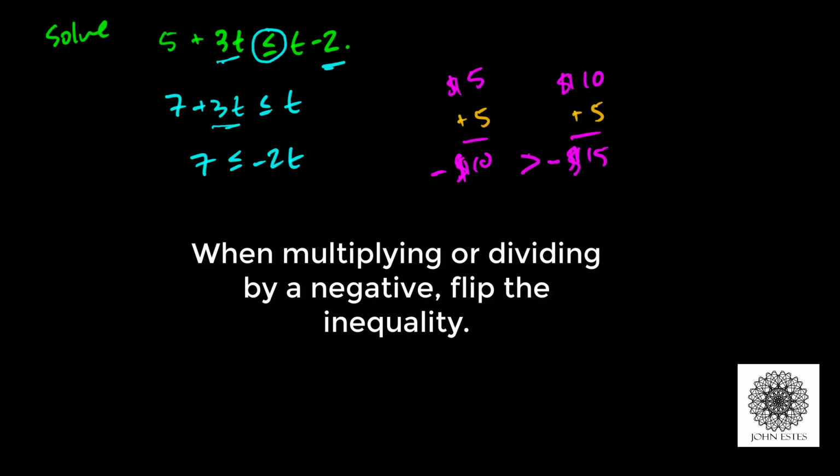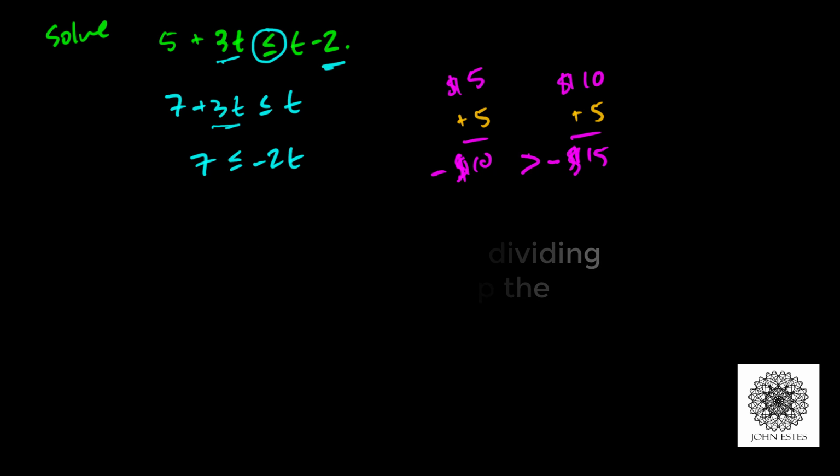You flip your inequality. And that's why I did it this way, because I'm going to divide both sides by negative 2. When I say divide by a negative, it should just scream in your head: I need to flip that inequality. So how do I read this? I can read this as negative 7 halves is greater than or equal to t. I can also read it as t is less than or equal to negative 7 halves.